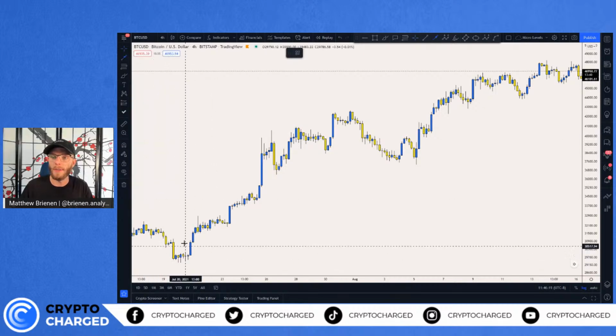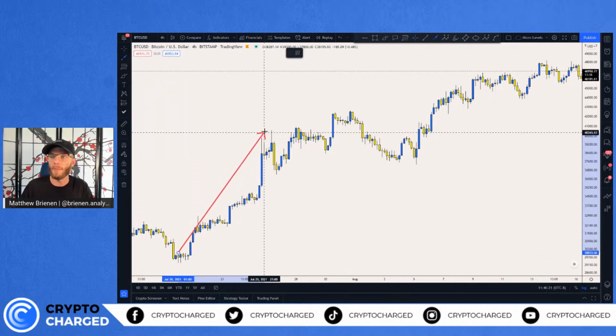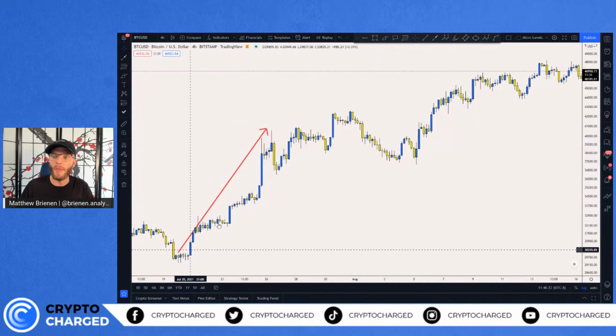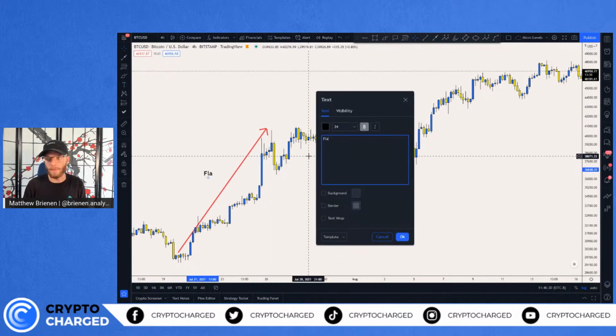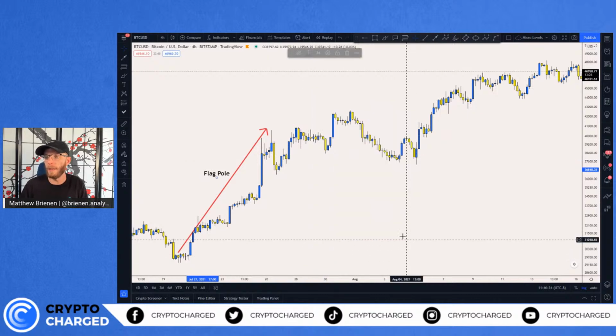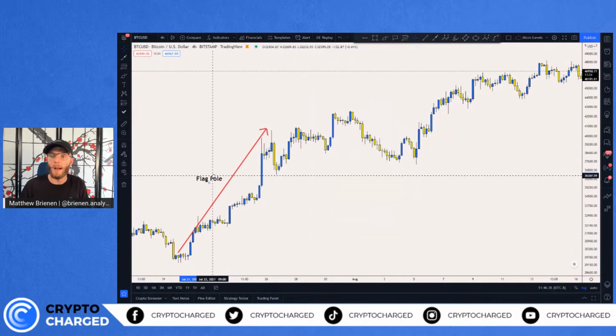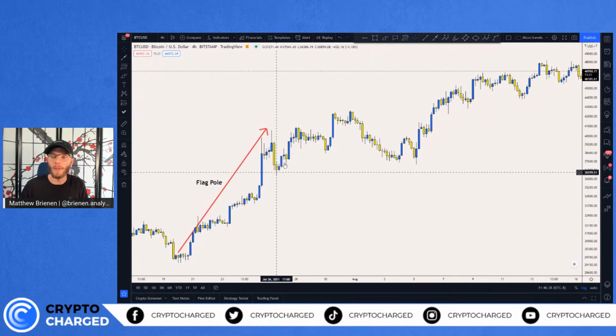So when we see price fire up very strongly without offering a lot of pullbacks, we can consider that the pole. I'm just going to write out for you guys, flag pole. Sorry, my mic is sitting right on top of my keyboard, so I'm knocking everything around. So this would be considered the flagpole right here. You can see how strongly price moved up.